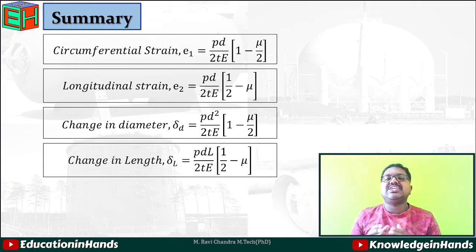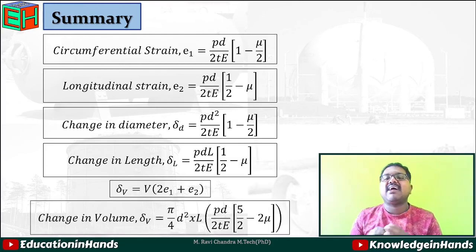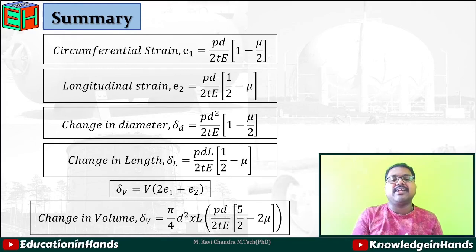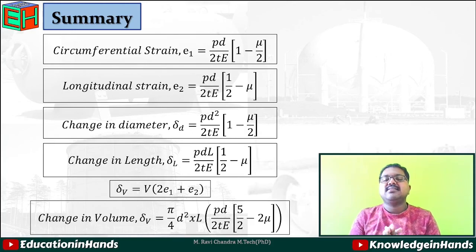Then the change in length, delta L, equal to PdL by 2TE into (1/2 minus mu). And the final one is the change in volume, delta V, equal to V into (2E1 plus E2), where we get it as pi by 4 d square into L into PD by 2TE into (5/2 minus 2 mu). So these are the dimensional change formulas we have derived in this video.